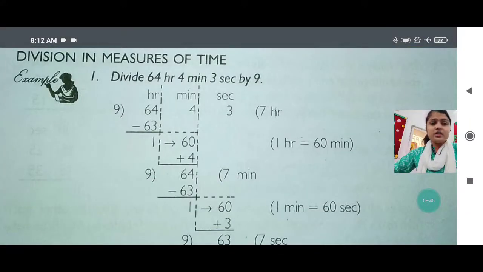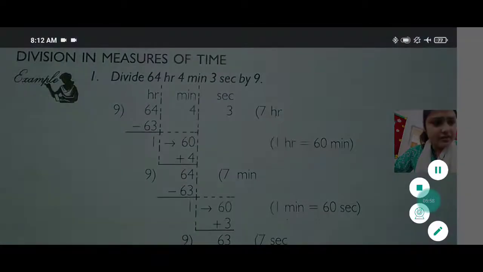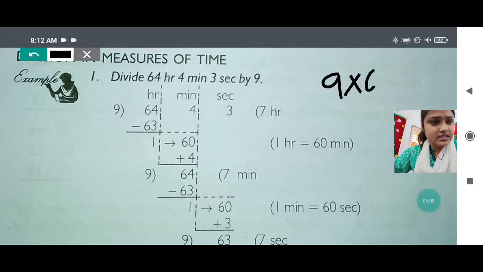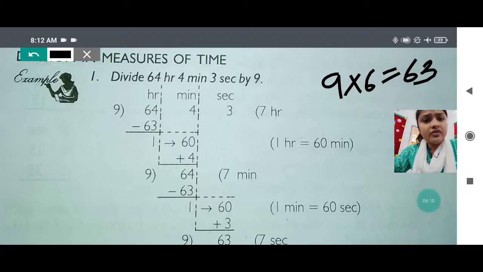Now we are going to do some more questions. We have made three columns here. We are getting hours, minutes as well as seconds. We will divide the hour first. In the table of 9, we are getting 63 in how many times? In 7 times. When we are reading the table of 9 in 6 times, then we are getting 54... we are getting 63, which is lesser than 64. So we will write 63 just below 64 and a minus sign to its right side.